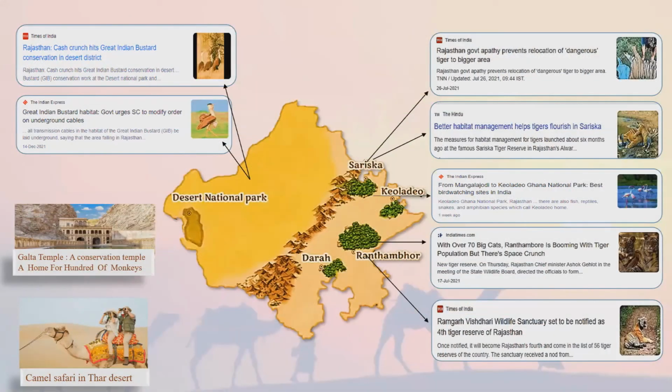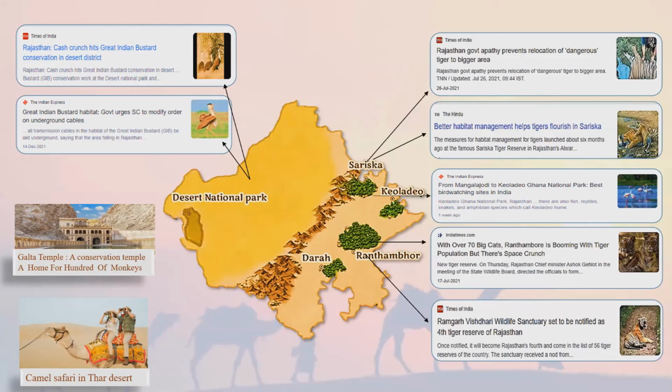Here we mention various news related to problems arising in the national parks a few years back and how efficiently the Rajasthan Biodiversity Board dealt with them. As Rajasthan's crash crunch hits Great Indian Bustard conservation in the desert district, to resolve this problem, modified underground cables have been allotted. Relocation of dangerous tigers and better habitat management resulted in the flourishing of tigers in Sariska. The government resolved the problem of species crunch by establishing the 4th Tiger Reserve, as I told earlier.